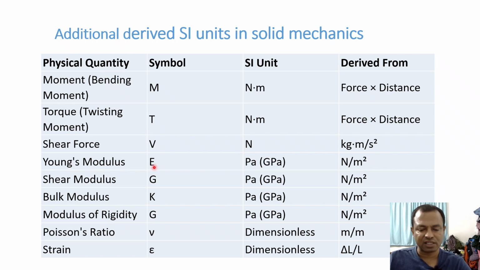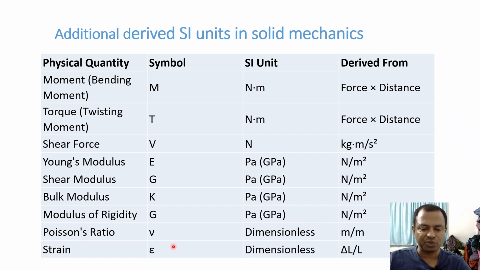And Young's modulus is capital E in solid mechanics, and it has the same unit as that of pressure, Newton per meter square. So in SI units we can use the same term, that is Pascal or gigapascal. And shear modulus also has the same unit, Pascal, gigapascal, megapascal, like that. Then bulk modulus, same Pascal. And modulus of rigidity, the other name of shear modulus, is also Pascal.